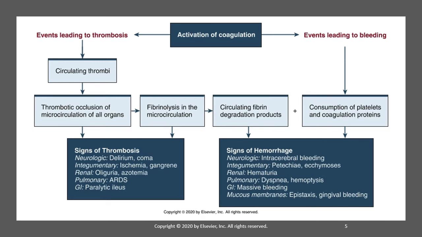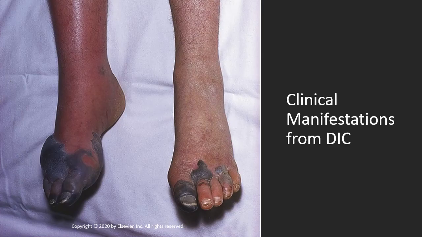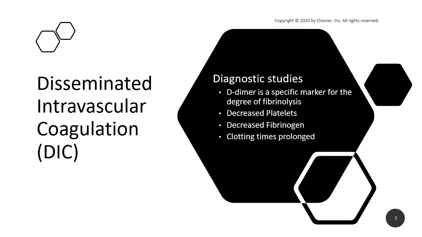This slide shows the events that happen during the process of DIC. This slide shows gangrene secondary to severe DIC. Tests to diagnose acute DIC are listed in Table 30.20.